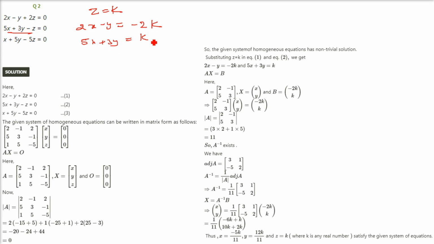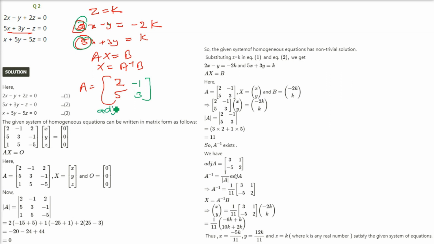Now this will be solved again in the same way. Ax equals b, x is equal to a inverse into b, and a inverse is what? Adjoint of a divided by determinant of a. So this a is what? I'm using now this next one. 2, 5, I'm writing the coefficient of x, 2 and 5. Then I'm going to write the coefficient of y, negative 1 and 3. Okay.